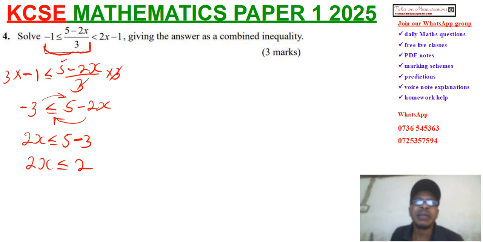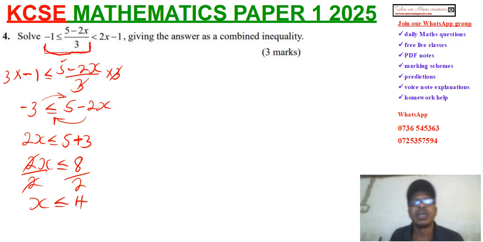Here we have made a mistake. This 3 is minus, so we should have 5 plus 3, which is 8, not 2. So we have 2x less than or equals to 8. You divide by 2, so we have x less than or equals to 4. So we have solved that.